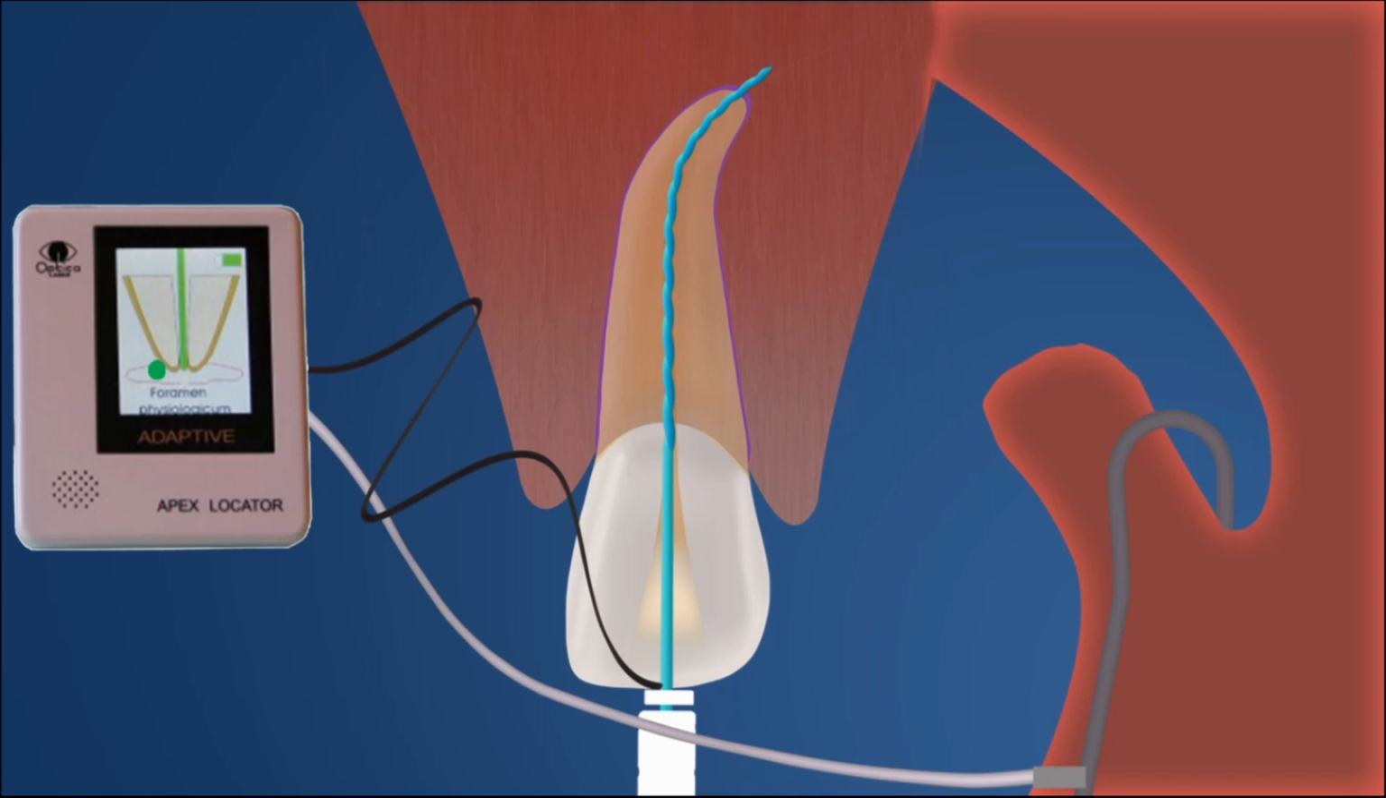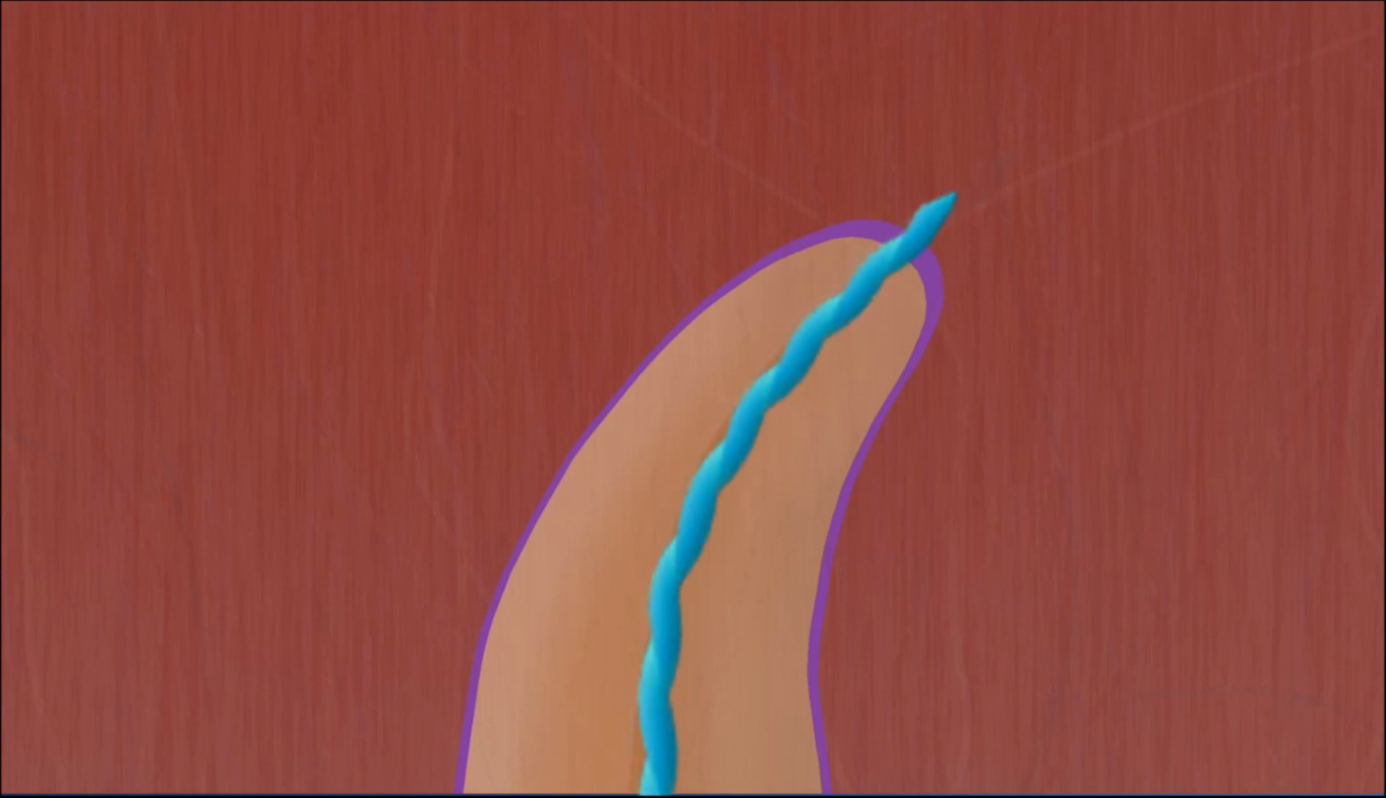So what is the best technique to use the apex locator? Always push a small 10 or 15 size K file beyond the apex. Let the apex locator show the reading as beyond apex. Now shorten the file length little by little, not more than 0.5 mm at each step. At some point, the apex locator will show the reading as apex. Stop there and note the working length. Almost always, this reading will be accurate.